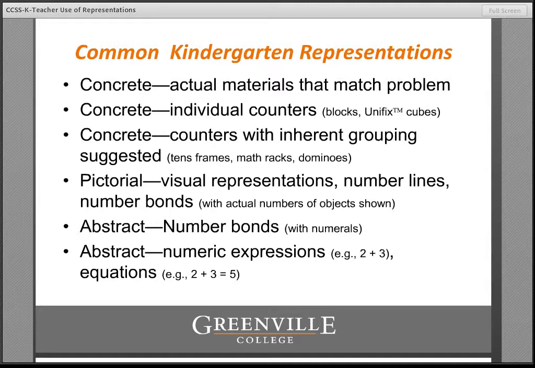For example, tallies that are a group of 5, or 10 frames that represent 10, math racks. Pictorial representations include visual representations, number lines, number bonds that have some of the actual objects inside them, such as having 5 dots inside it to represent 5. And eventually it can get incrementally more abstract by replacing that with a numeral 5. And then at the highest level of abstract, our kindergarten students are using numeric expressions such as 2 plus 3 to represent a group of 2 and a quantity group of 3 being joined, and then equations.